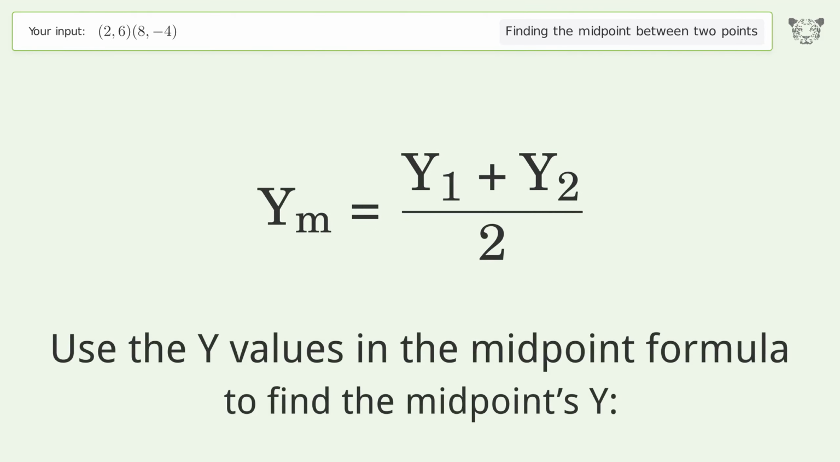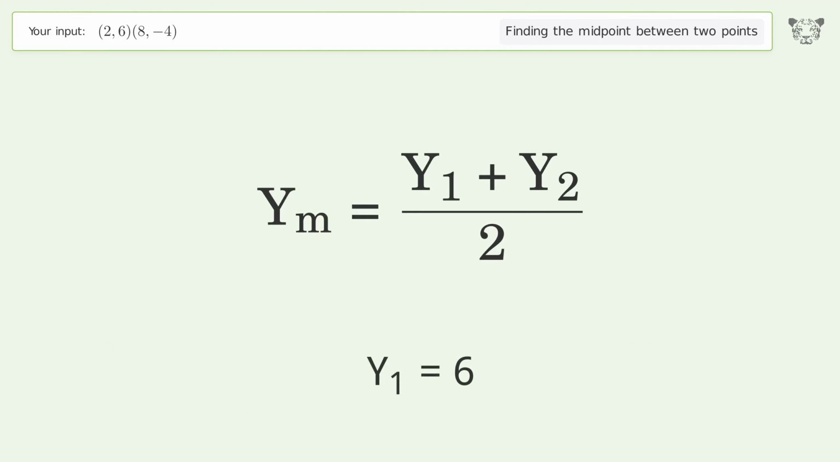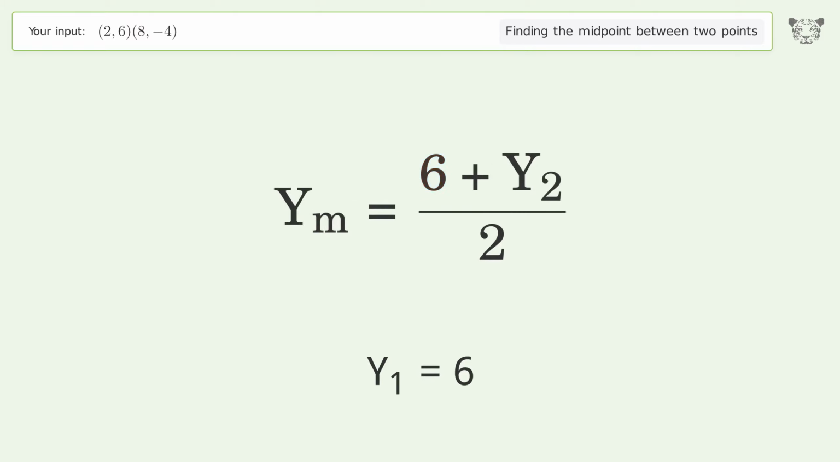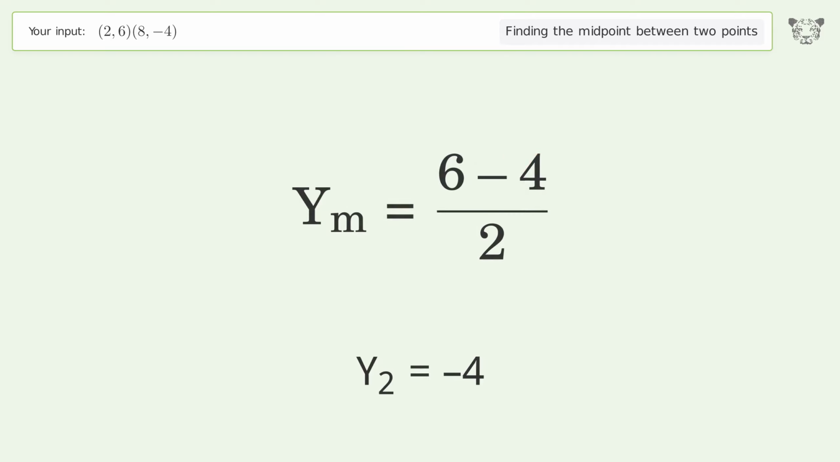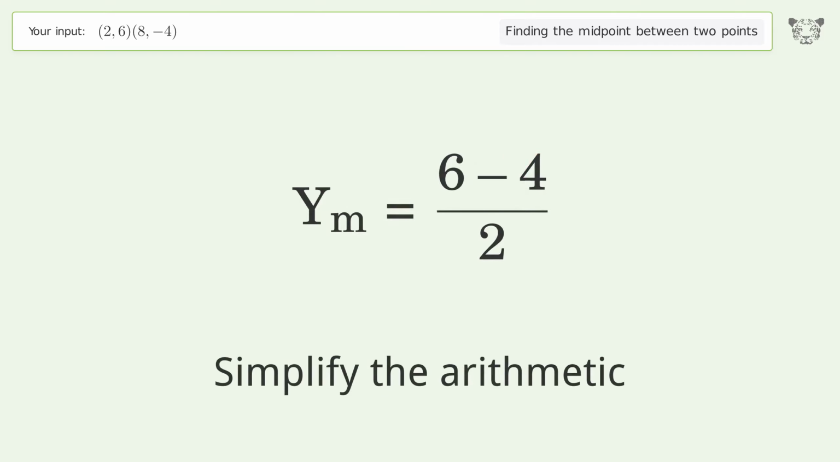Use the y values in the midpoint formula to find the midpoint's y. y1 equals 6. y2 equals -4. Simplify the arithmetic.